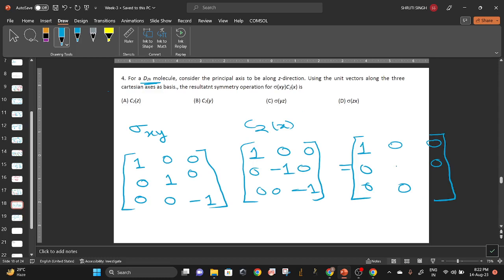So on multiplying, 1 into minus 1 is minus 1. Minus 1 into minus 1 is 1. Yes, ma'am. What is this? Since only 1 is changing, 2 are not changing and only 1 is changing, so this is some plane. And which one is not changing? Z and X. So it is the xz plane. Simply like this.